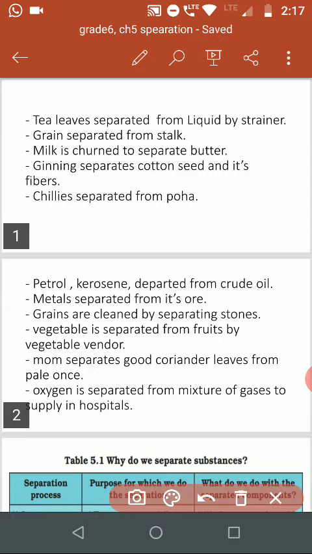The next process is ginning. Ginning process separates cotton seeds from its fibers. Cotton seeds are then taken to take out the oil from them and fibers are used to make the thread. Both the products are useful to us, but we are separating because we need to use them separately. Next, when you eat the poha, there might be some chilies in it and you remove the chilies by your hand because they may be very spicy and you don't want to hurt your mouth. So that way we separate.